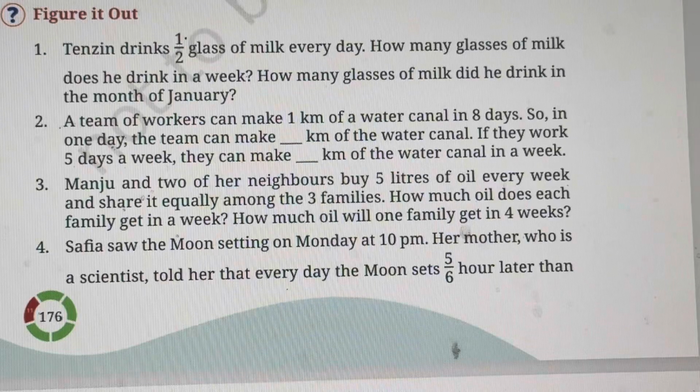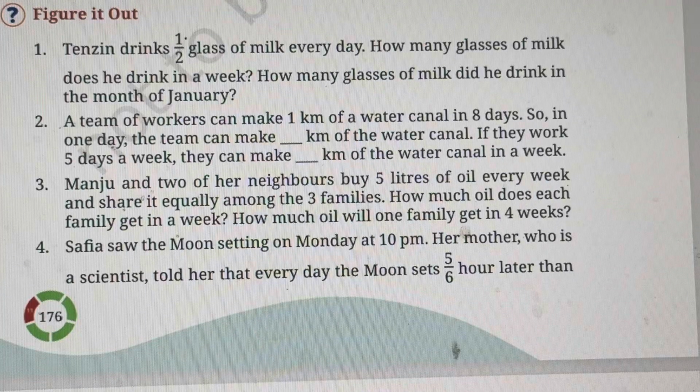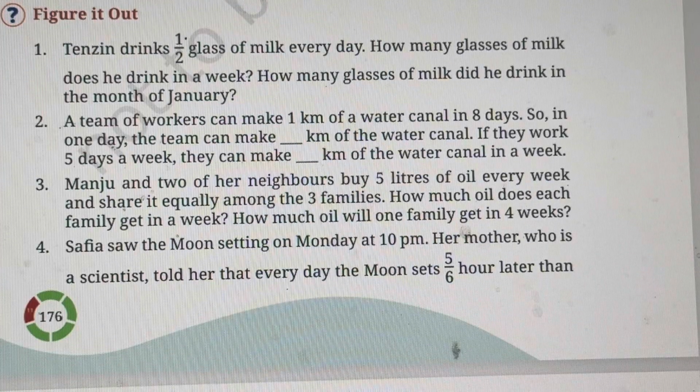Question number 2. A team of workers can make 1 kilometer of water canal in 8 days. Okay. In 8 days, 1 kilometer. So in 1 day, the team can make dash kilometer of water canal. And if they work 5 days in a week, they can make dash kilometer of water canal in a week, right? So let us try to solve this.